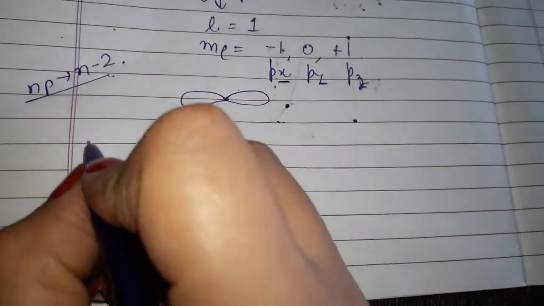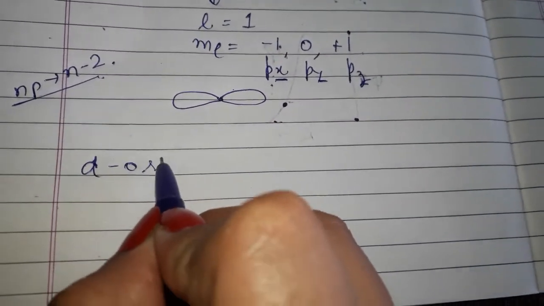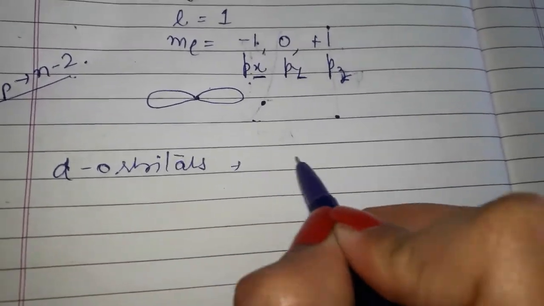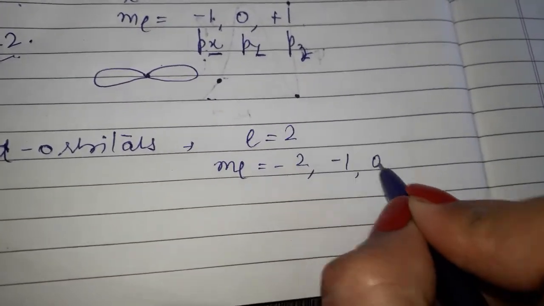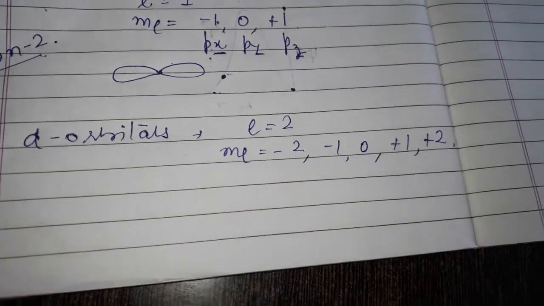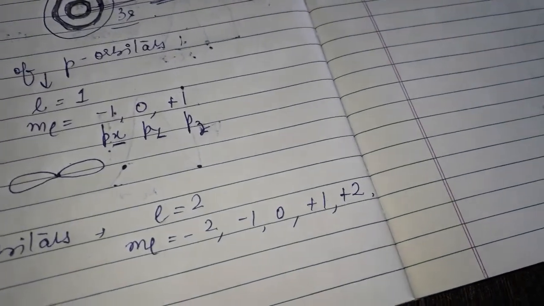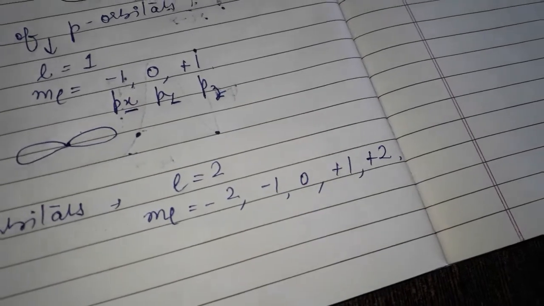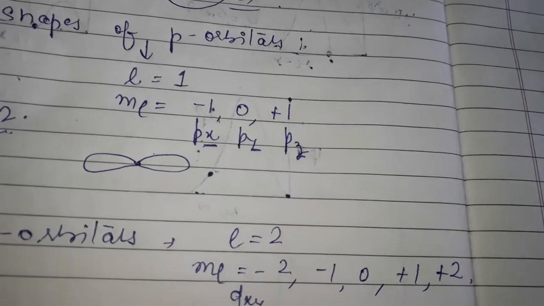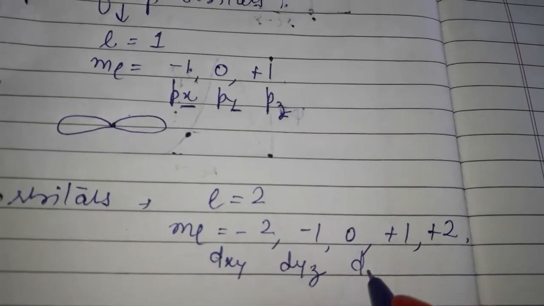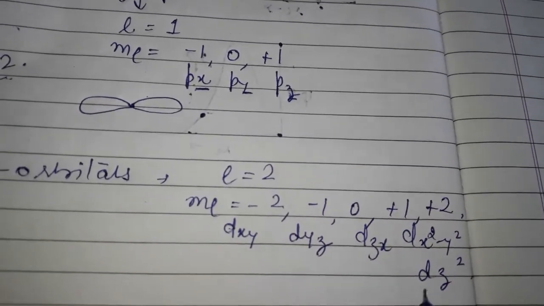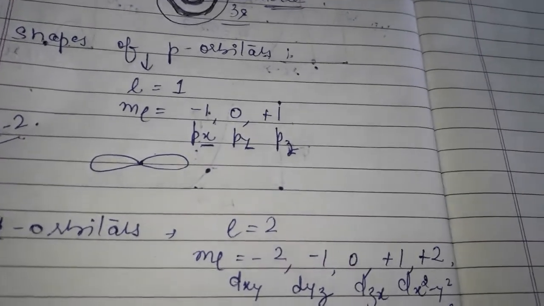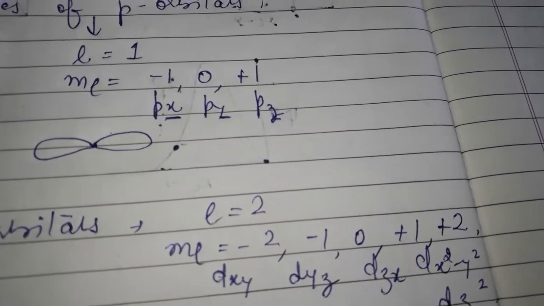Now the shapes of d orbitals. For d orbitals, the value of l is 2 and the values of ml will be -2, -1, 0, +1 and +2. That means 5 values, so there will be 5 orbitals of d. The d subshell has 5 orbitals. That is dxy, dyz, dzx, dx square minus y square, dz square. These all will be degenerate orbitals, they all will have equal energies.